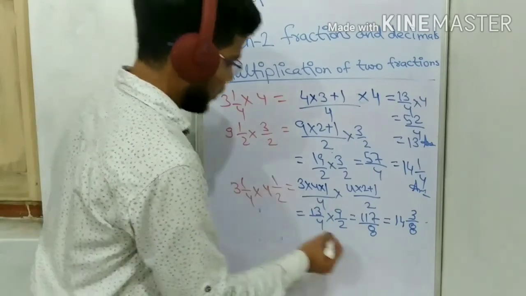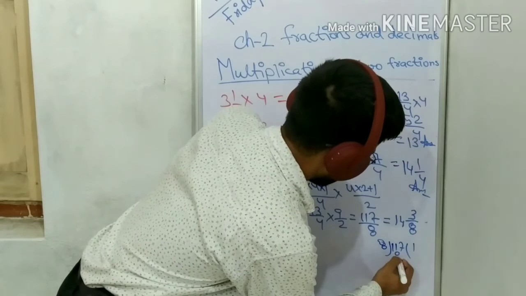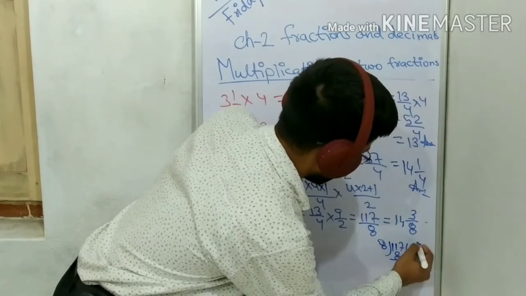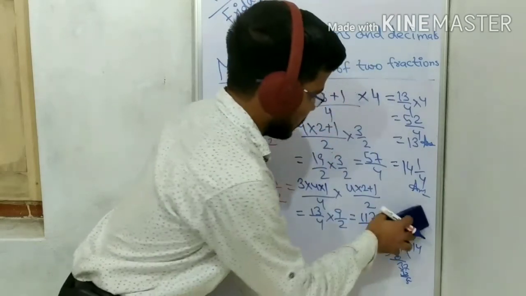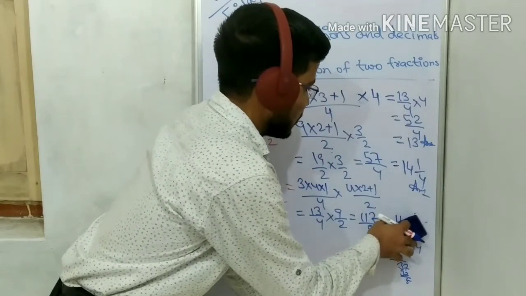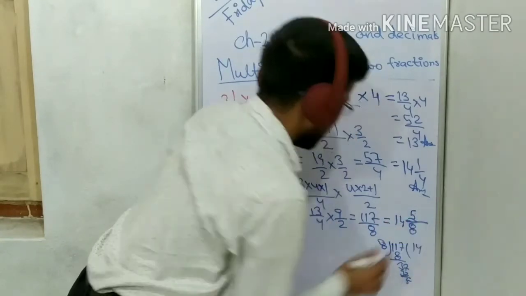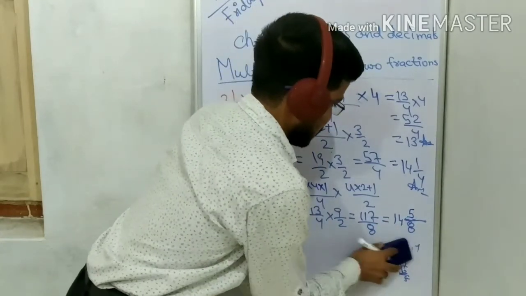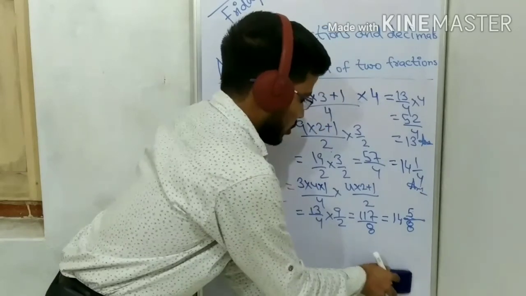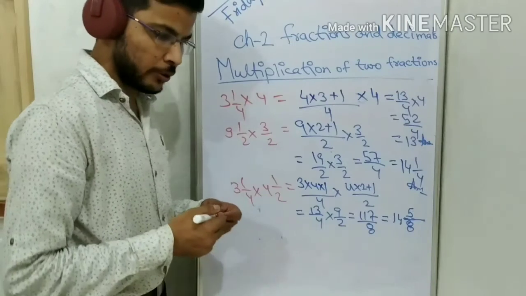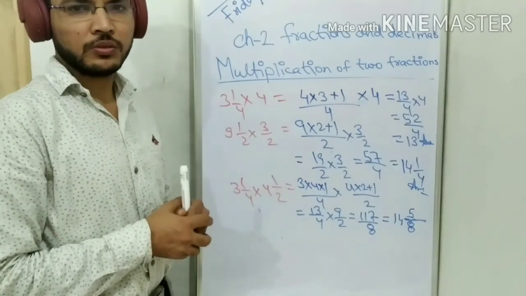Let me check whether I have done it right or not. 8 1s are 8. No, it will be 5 here, because 14 8s are 112 and 5 is 117. I think you got the concept. Now you will be able to solve any type of question related to these problems.